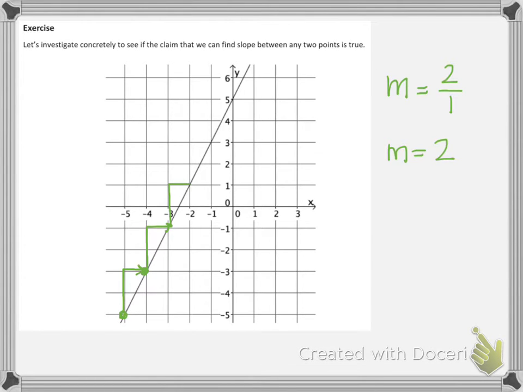Up 2, right 1, that's a point on the line. I could keep doing this for infinity, and I'll continue to find successive points that are on this line. And that's what slope does. It tells us where the next points are. It gives us an idea of the steepness or flatness of the line, and that's it.